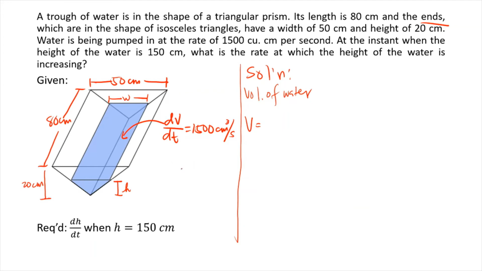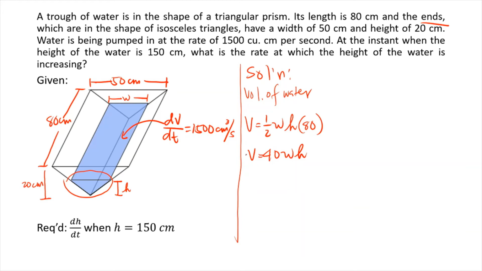And it's equivalent to the area of whatever the shape is, the base of the prism. In this case, it's an isosceles triangle. So area of a triangle is 1/2 base times height, right? So 1/2 base, this is the base. In this case, it's denoted as W. So W times the height of the triangle. So that's H. And multiply this by the length of the prism. In this case, the length of this triangular prism shaped water is the same as the length of the trough, which is 80 centimeters. So times 80 centimeters. Okay, so we can simplify this to 40 W H.